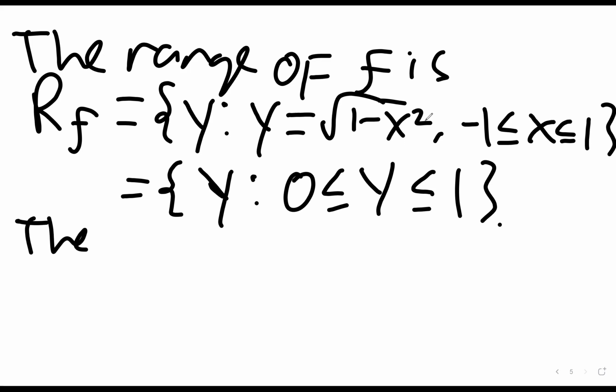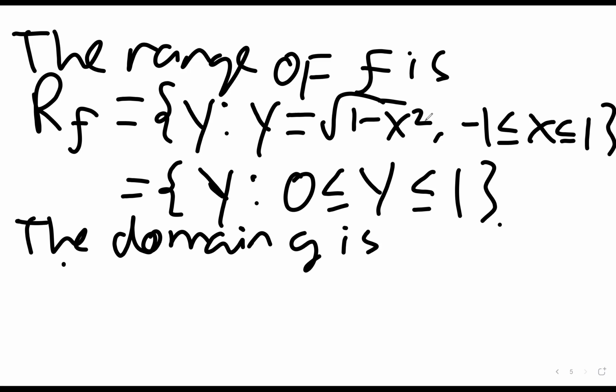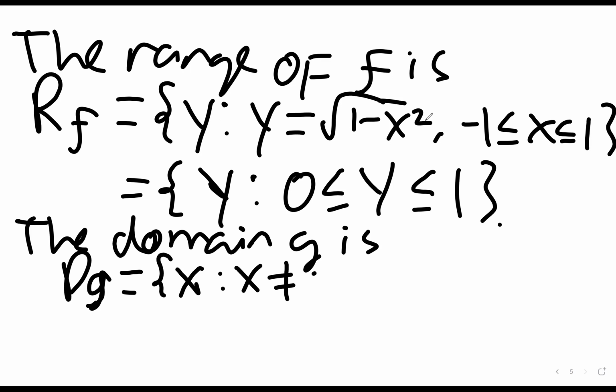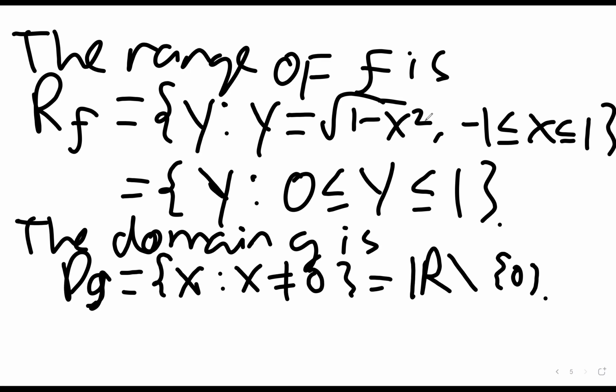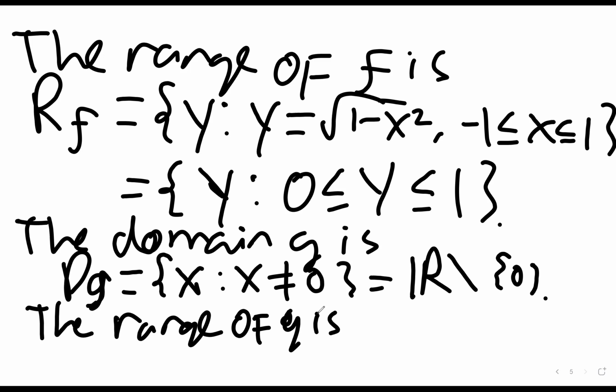Similarly, the domain of g, as you know that g is 1 over x, should be any non-zero real number. x is non-zero, or you may write it as the real numbers R minus {0}. The same applies to the range of g: it's the non-zero real numbers.